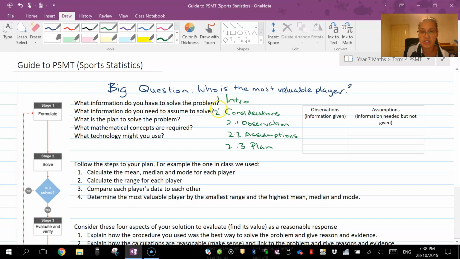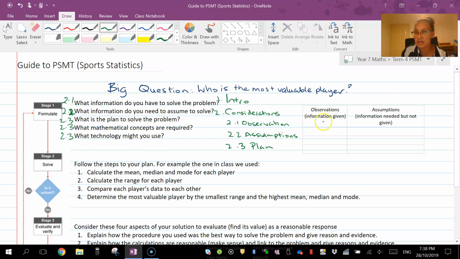What information do you need to solve the problem? So that would be 2.1. Assume. Sorry, got that wrong. That's then going to be 2.2. What mathematical concept, or what's your plan? That's 2.3. This is in your plan because you should be explaining your steps that you plan on doing. So calculate the mean using the mean formula. That would be very useful. And then this would also be 2.3 because it's explaining how you might use technology in your plan. So they're the things that you would have.